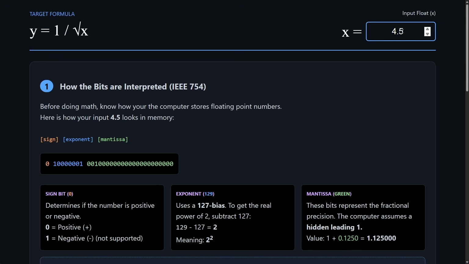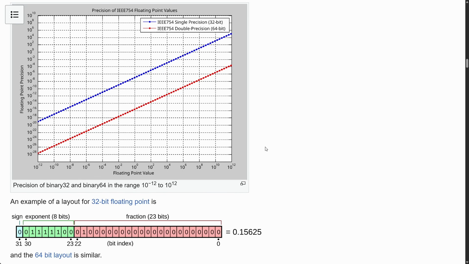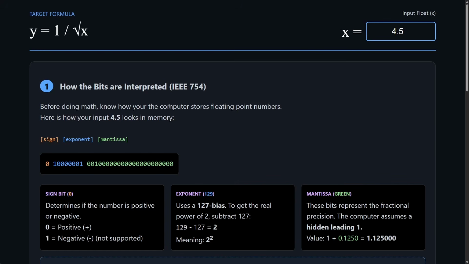A floating point number is stored in memory as 32 bits. This is based on the IEEE 754 standard. And you can read all about this online. There's plenty of information available. So how is 4.5 stored in memory?